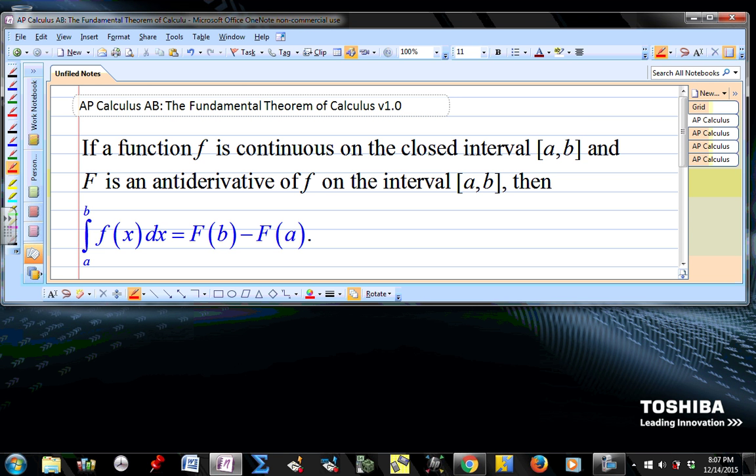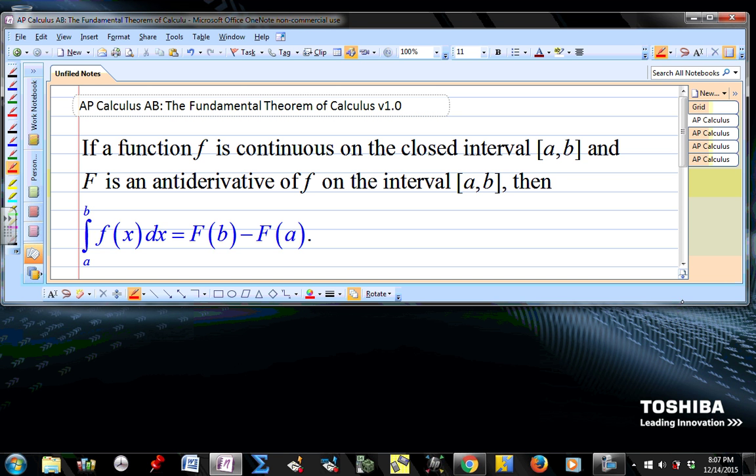But let's get started. The fundamental theorem says that if a function f is continuous on a closed interval from a to b, and capital F, big F, is an antiderivative of little f on the interval from a to b, then the integral of f of x with respect to x is going to be computed by taking the antiderivative big F evaluated at b minus big F evaluated at a. Let's see what that means with some examples.